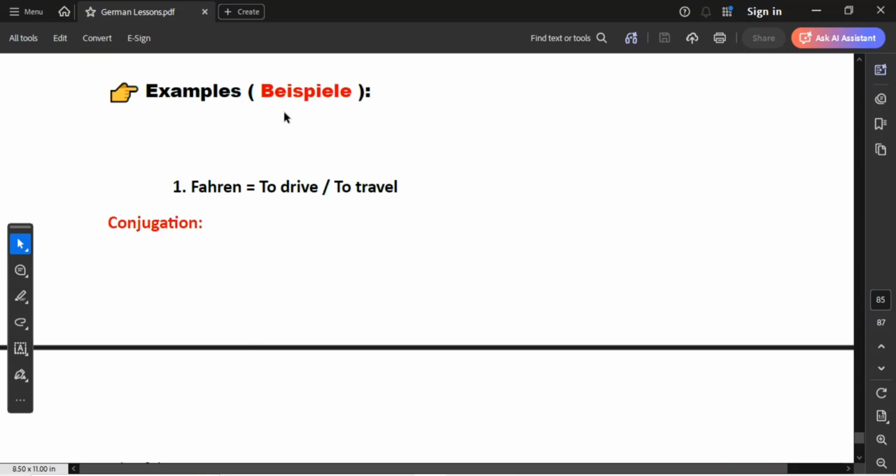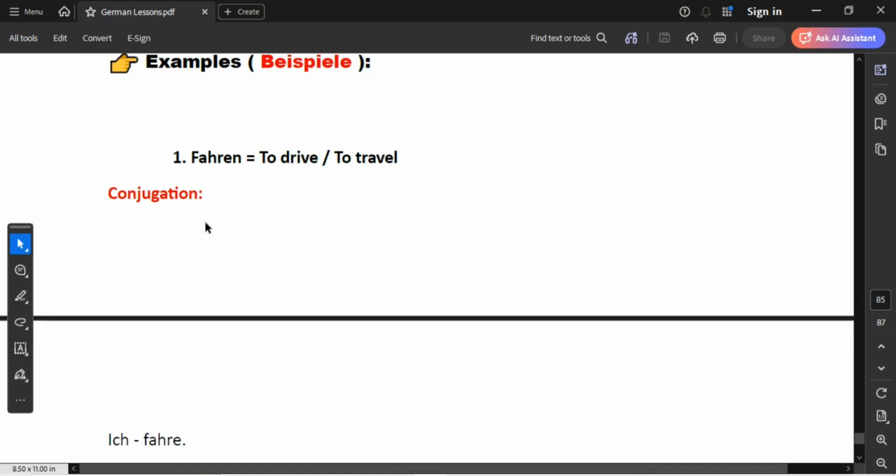I want us to go ahead and look at Beispiel, that means examples, and I'm going to start with an example whereby a changes to ä, and I'll be using this example which is fahren. Fahren means to drive or to travel, and I want us to look at its conjugation.